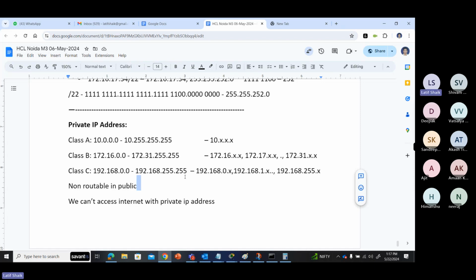And who designed this? These IP addresses can be used in any of the private networks within your local LAN without purchasing or taking any license. Any organization or any user can use them within their private network. But these IP addresses are non-routable in public, which means with these IP addresses you cannot directly communicate. What is my IP address?